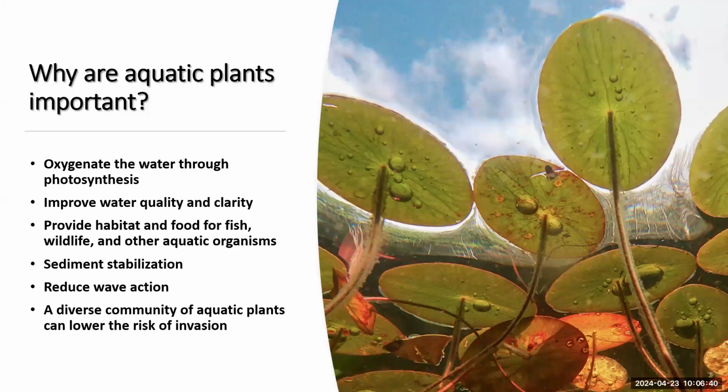Why do you care about aquatic plants? Well, as I said, they're doing a lot of things. They oxygenate the water by doing photosynthesis. They improve water quality and clarity. These macrophytes absorb nutrients like nitrogen and phosphorus. They provide habitat and food for fish, wildlife, and other aquatic organisms. Some macrophytes are rooted, so they are stabilizing sediment. They help to reduce wave action. And this is a big one. A diverse community of aquatic plants can lower the risk of invasion.